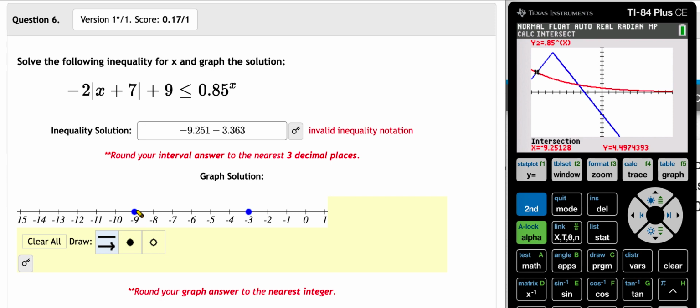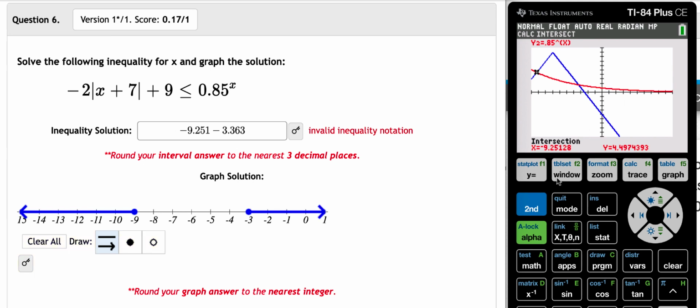Your arrows could connect. If 0 makes a false statement when I put it in this inequality here, then I want to stay away from 0 by making a segment. Yeah. If 0 does work, then I want the arrows to point outward like this. In this case right here, let's test it out.